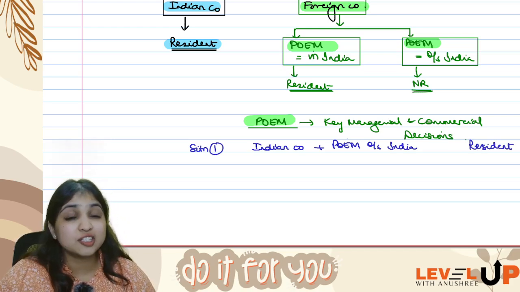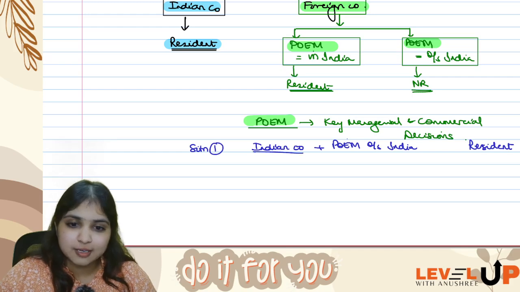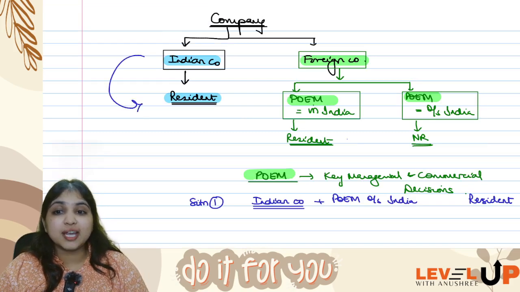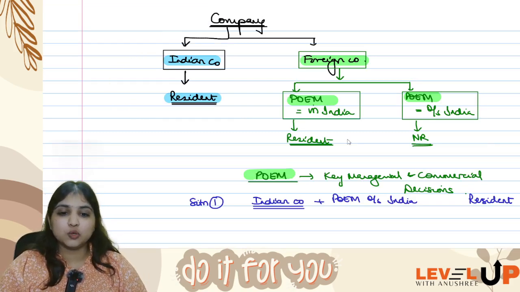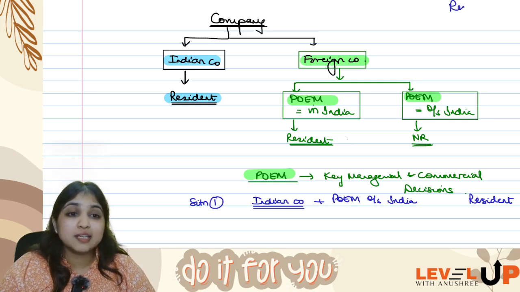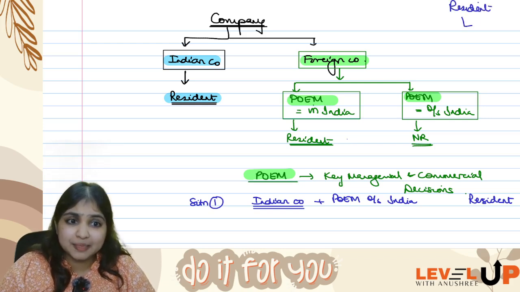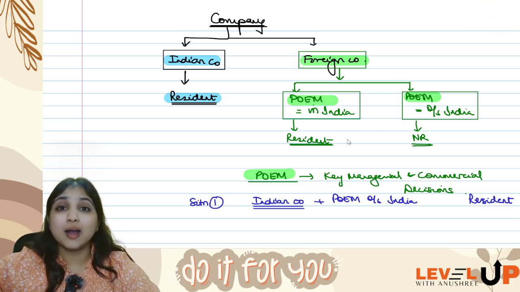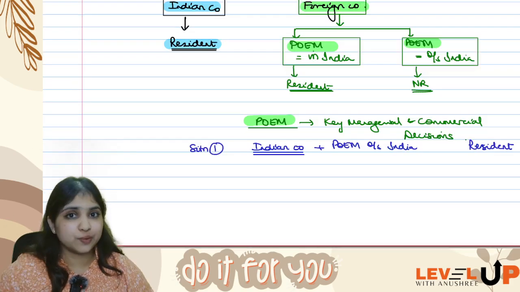Why? What's the decision making factor over here? It is an Indian company. If it's an Indian company, I don't have to check anything else. I will straight away conclude it is a resident. Now, if it is a resident, will I dig any deeper and check for ROR, RNOR and all? No. ROR, RNOR, that is only for individuals and HUFs.